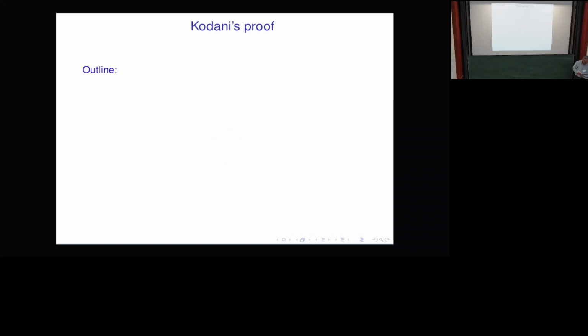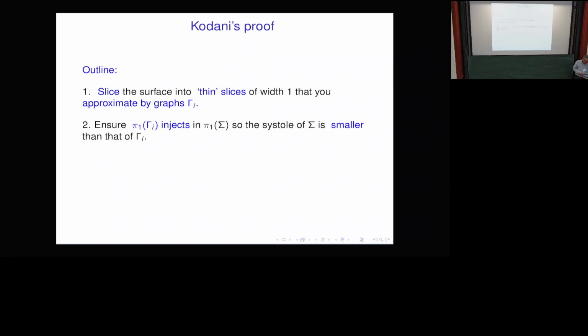Okay. So now I can give you an outline of Kodani's proof. So first, we want to slice the surface into thin slices, so say of width 1. And now each slice we want to kind of approximate by a graph. And now the second step is to ensure that the pi1 of the graphs injects, so the systole is smaller than the systole of the graphs, right? So we just cut and then we want to bound the length of the gamma i's using the co-area inequality. Because if the gamma i's are too big, then the co-area inequality will give us too big a volume.